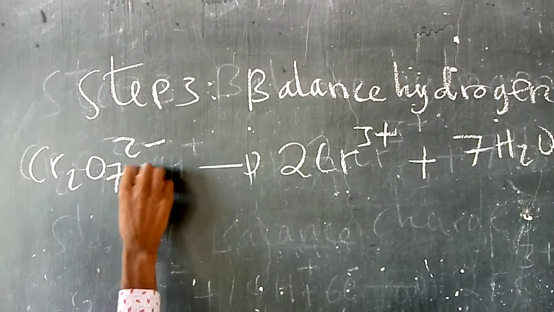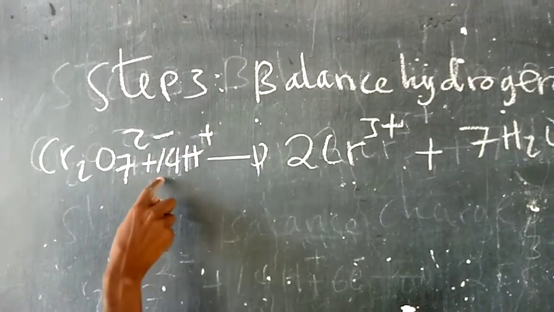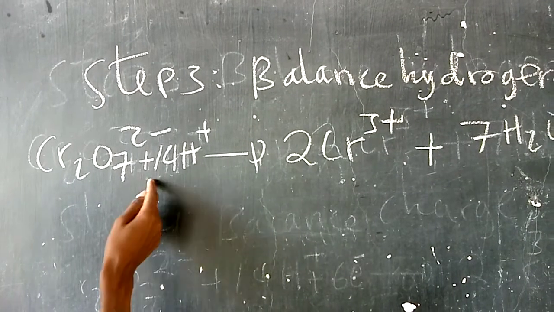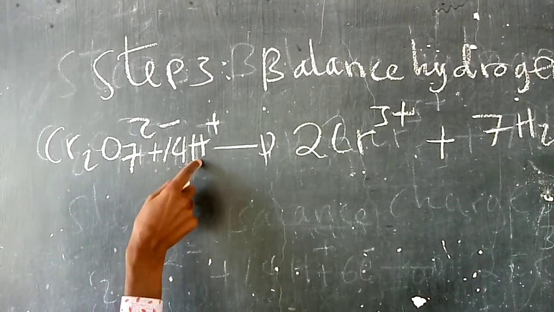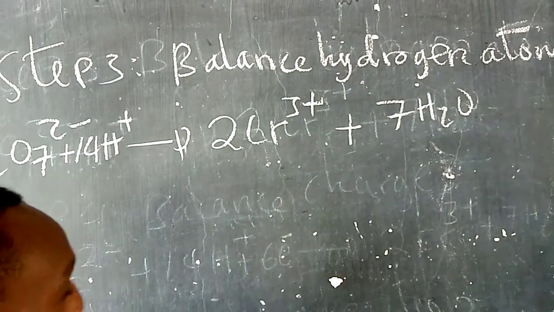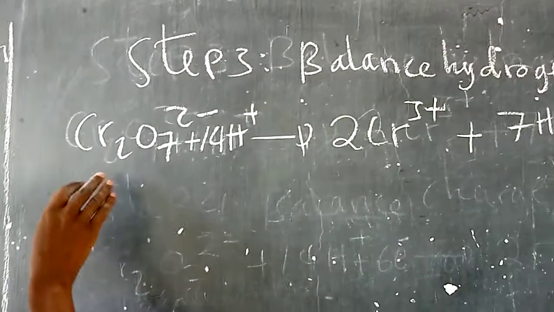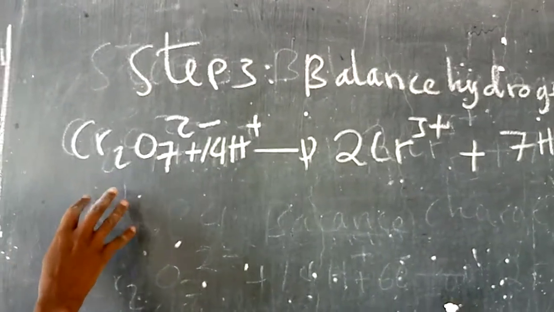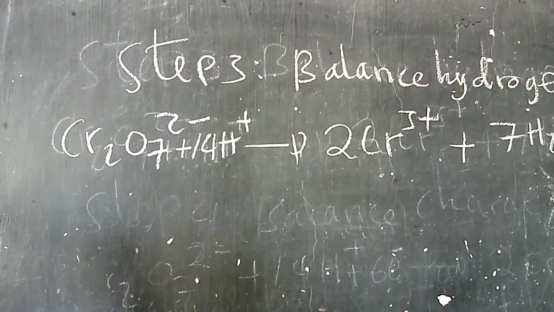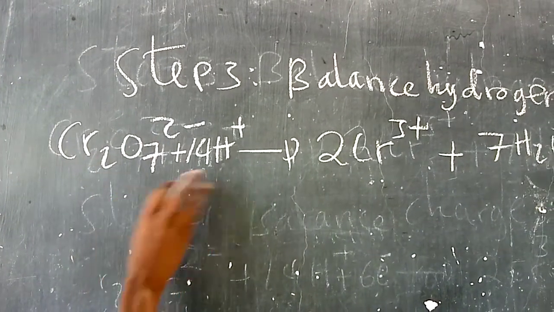Add 14 hydrogen protons. So when you add hydrogen protons in the reactant side, you have 14 hydrogen atoms in the reactant side, and you have 14 hydrogen in the product side. So hydrogen atoms are balanced. Our equation here, look, the materials are balanced. The materials we have already balanced are chromium, oxygen, and hydrogen. What is not balanced here is only the charges.